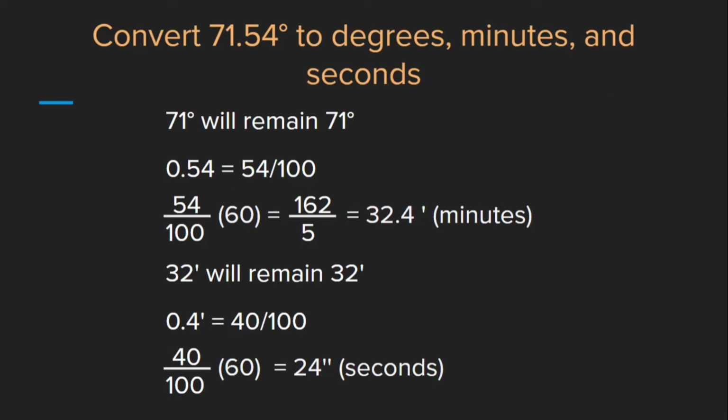It asks us to convert 71.54 degrees to degrees, minutes, and seconds. 71 degrees will remain 71 degrees. 0.54 degree can be rewritten as 54 by 100. We multiply it by 60 in order to obtain the minutes, so we have 32.4 minutes. Now, 32 minutes will remain 32 minutes, but the 0.4 minutes can be further converted into seconds. 0.4 is rewritten as 40 by 100. 40 by 100 times 60 results in 24 seconds. So 71.54 degrees is 71 degrees, 32 minutes, and 24 seconds.